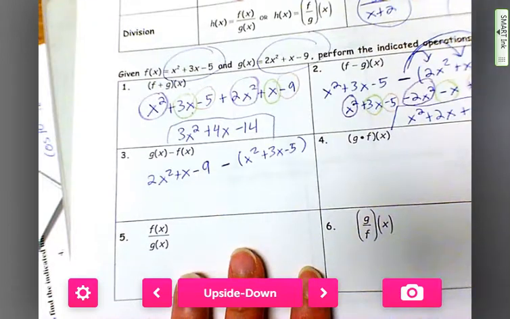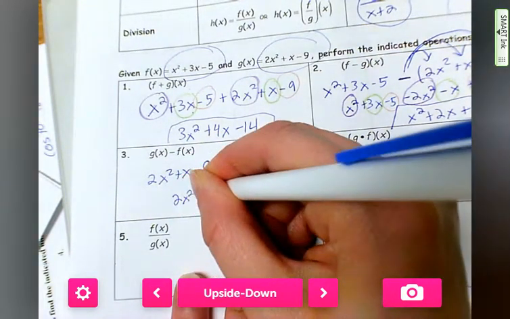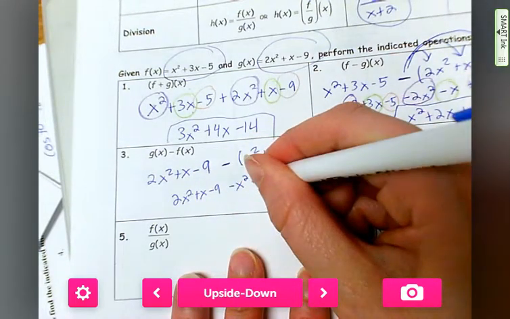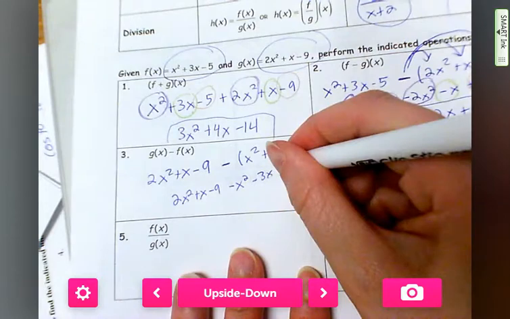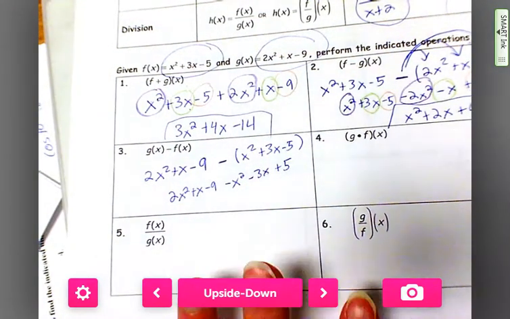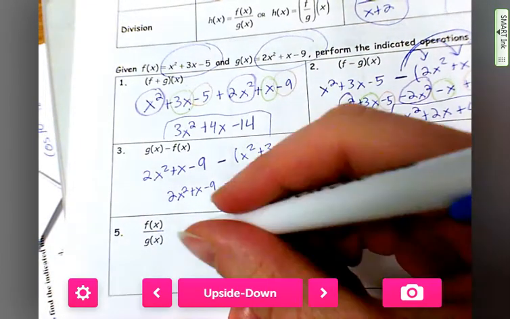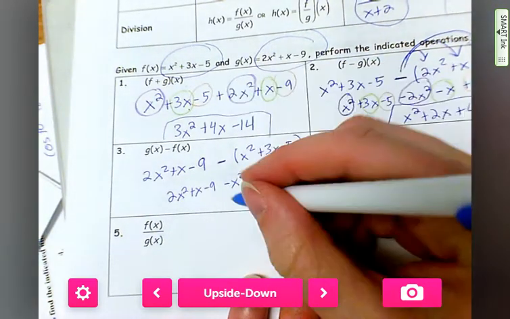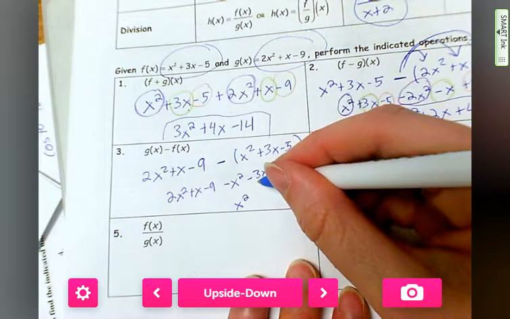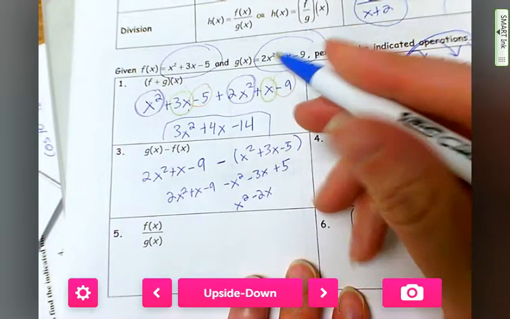Okay, so I'm going to distribute that negative. So I get 2x squared plus x minus 9 minus x squared minus 3x plus 5. Okay? Then I'm not going to circle it with different colors this time because you might not have them. Just combine those like terms. 2x squared minus x squared gives me x squared. x minus 3x gives me negative 2x. Negative 9 plus 5 gives me negative 4.